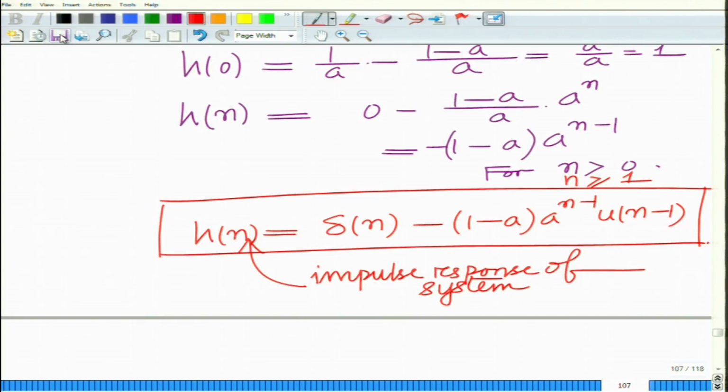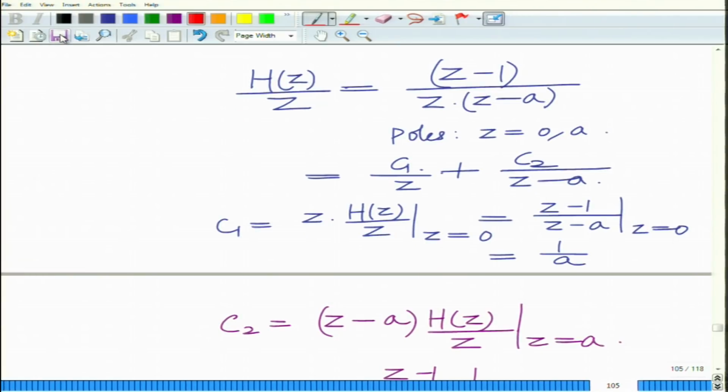All right. So, we started with a system in which the step response is given, correct. The step response, that is the response to the step function u(n), is a raised to n u(n), and we were asked to find the impulse response. We have found the impulse response of this system using the Z transform technique. We have shown that the impulse response is delta(n) minus (1 − a) a raised to n − 1 u(n − 1). All right. So, this is the impulse response h(n) of the system.